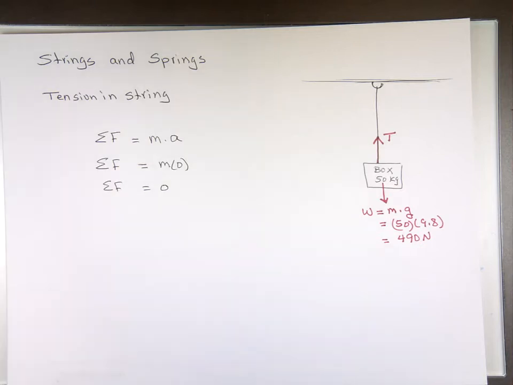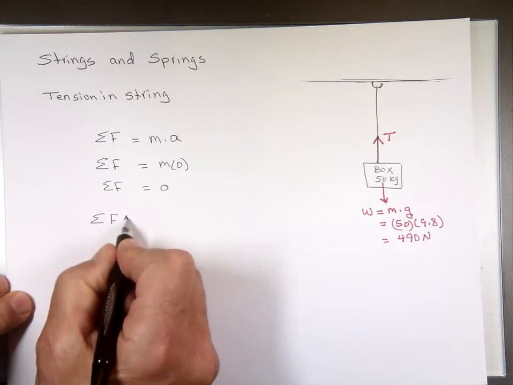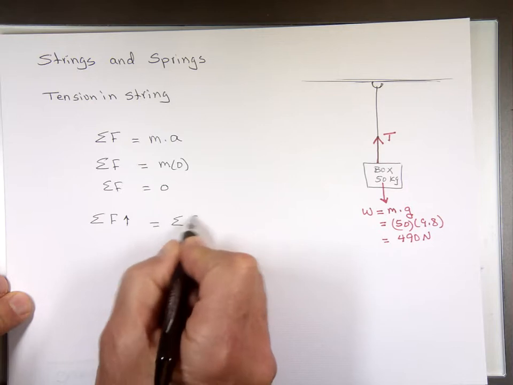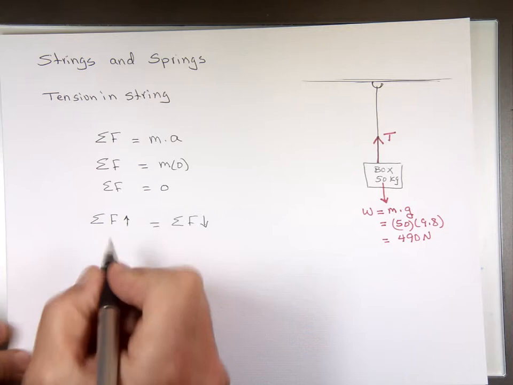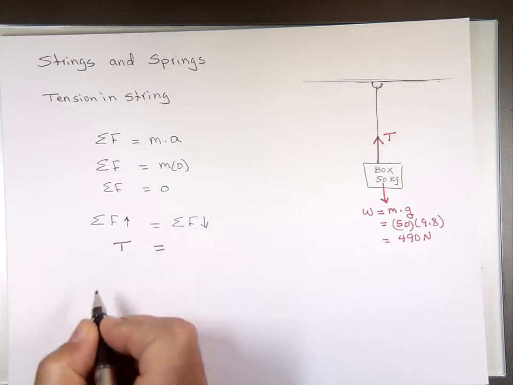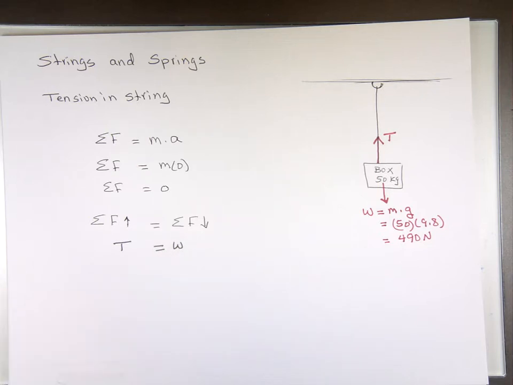How can the net force be zero? That means if you take all the forces, if you add them all, the ones pointing upward should equal all the forces pointing down. They have to cancel each other out for the net force to be zero. So what do we have pointing upward when you look at that picture? Tension. And what do we have pointing down? The weight, which is mass times gravity. So the tension is equal to the weight. That's how much tension in that string there.